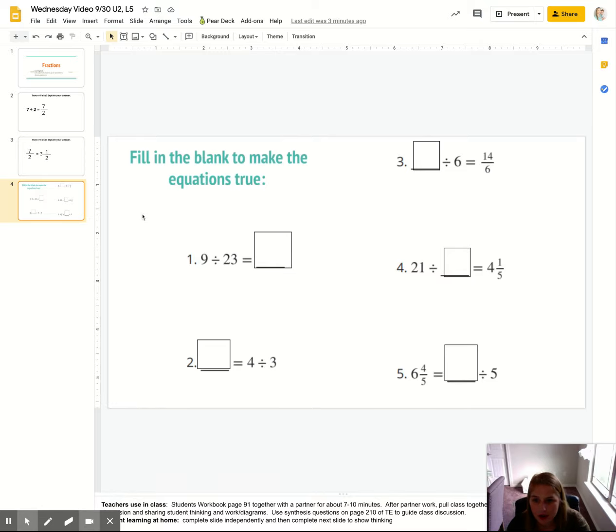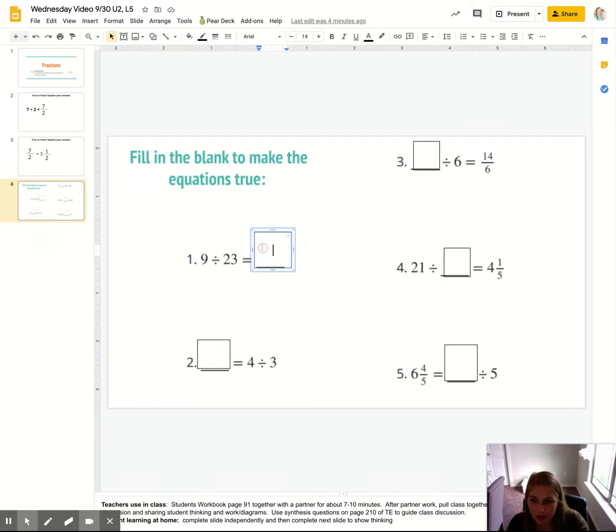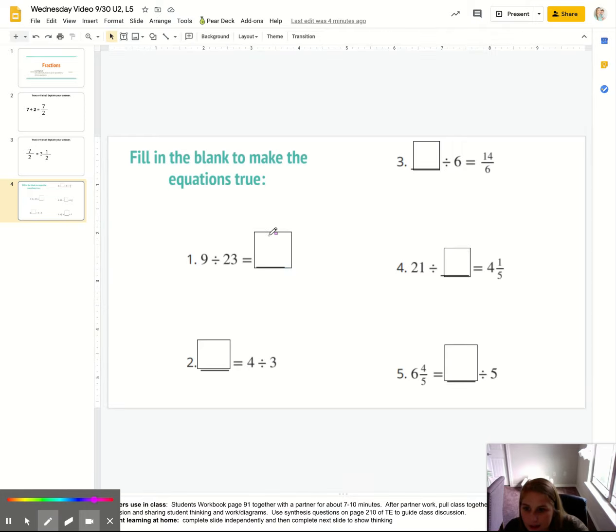So on these problems, you're going to fill in the blank to make the equation true. So I have 9 divided by 23. I know that if I write 9 as the numerator and 23 as the denominator, this also means 9 divided by 23.